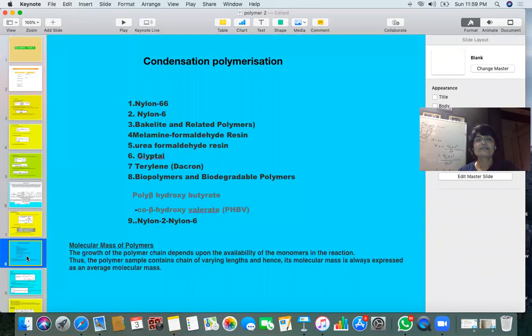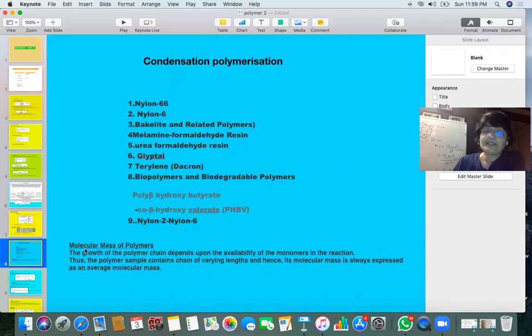This way it goes. Now we are coming to condensation polymerization. In condensation polymerization, during formation of polymers, there will be removal of small molecules. When we look at this, we'll know there are 9 different types you can notice. And for those 9 different types, we are going to see the polymers and monomers of these substances.